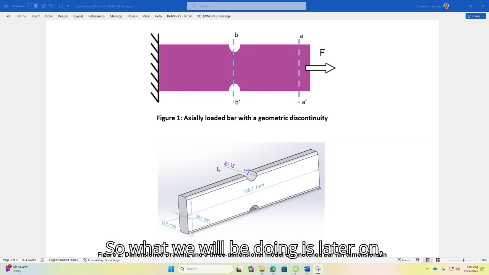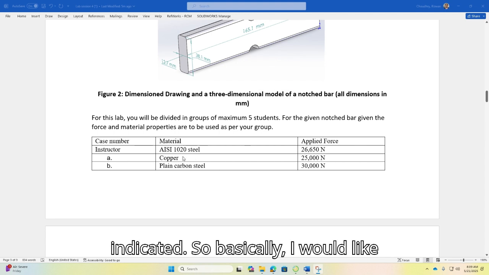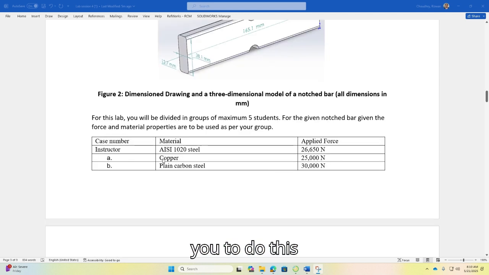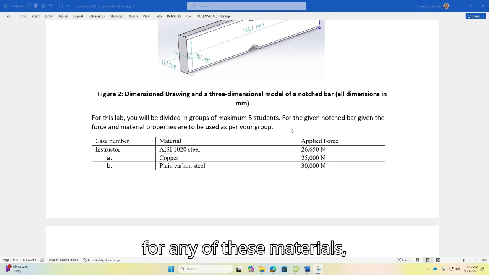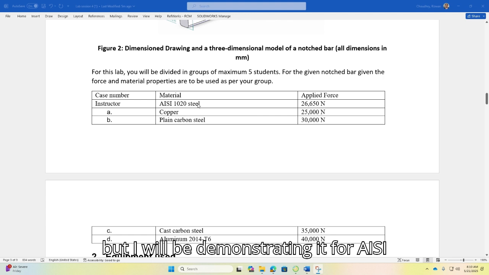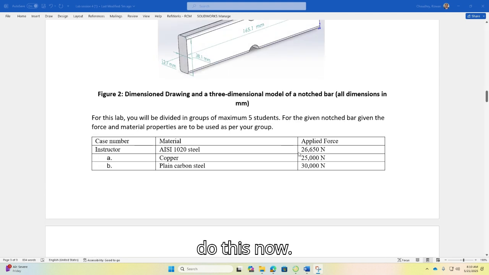So what we will be doing is, later on, you can see here certain groups indicated. So basically, I would like you to do this depending on that. Each student can do this for any of these materials, but I will be demonstrating it for AISI 1020 steel, okay, and with a load of 26,650 newtons. So let's do this now.